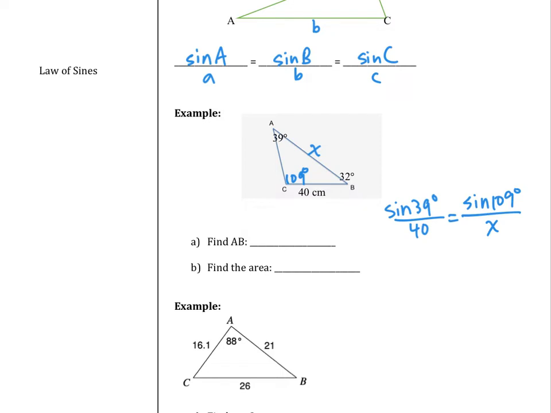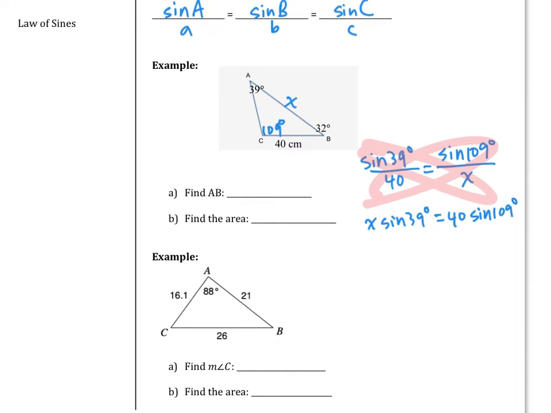And if you recall, we always solve these kind of questions with cross multiply. So we're going to say x times sine 39 degrees is 40 times sine 109 degrees. At this point, you can just use your calculator to solve this. Or you can take one step further and say, okay, I want to isolate x. X is being multiplied to sine 39. So we're going to just divide by sine 39 degrees. So x is equal to 40 sine 109 degrees over sine 39 degrees.